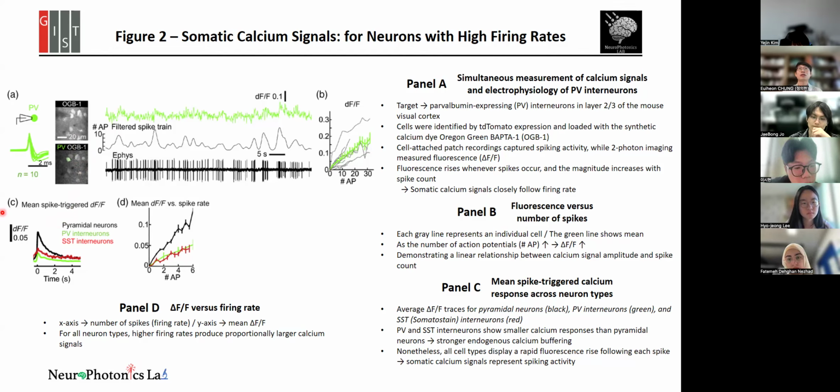So let's look at this panel B. I think this is important. This shows, in the ideal case, the number of action potentials will accumulate, so dF over F will be kind of proportional. That would be ideal. That means just by observing the image, we could count action potentials. But the green here is the mean, so that is fine.